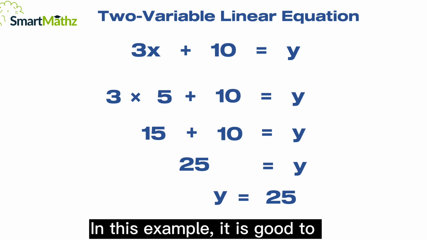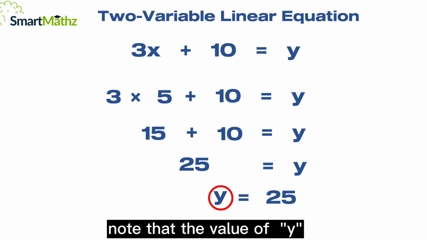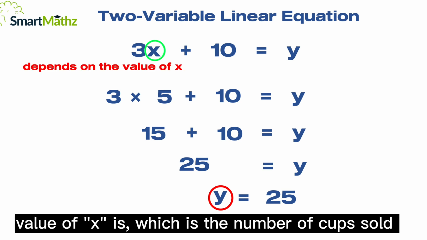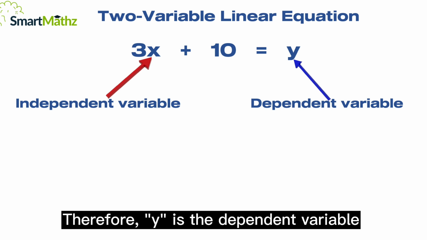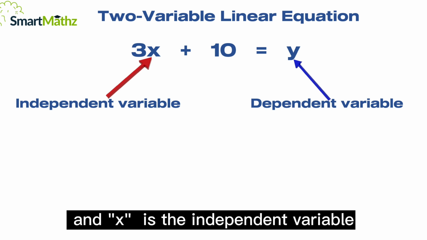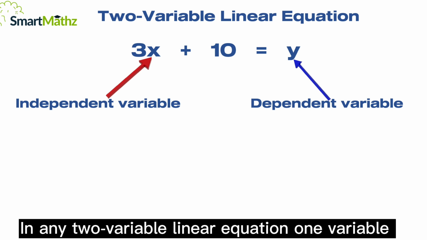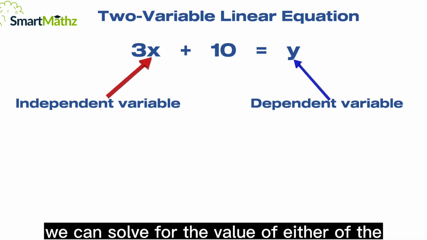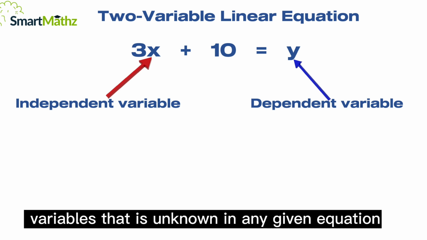In this example, it is good to note that the value of y, which is the total amount, depends on what the value of x is, which is the number of cups sold. Therefore, y is the dependent variable and x is the independent variable. In any two-variable linear equation, one variable is dependent while the other is independent, and we can solve for the value of either of the variables that is unknown in any given equation.